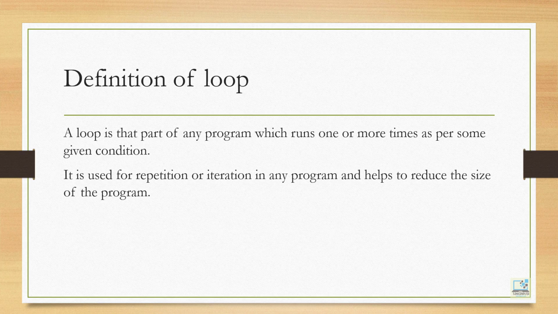So how can we define a loop? We can say that a loop is that part of a program which runs one or more times as per some given condition. It is used for repetition or iteration in any program and helps to reduce the size of the program. So if you need to repeat something in the program, you have two options. Either you write it more than once, or you put that statement inside of a loop. So a loop will help you to execute any part of the program more than once.